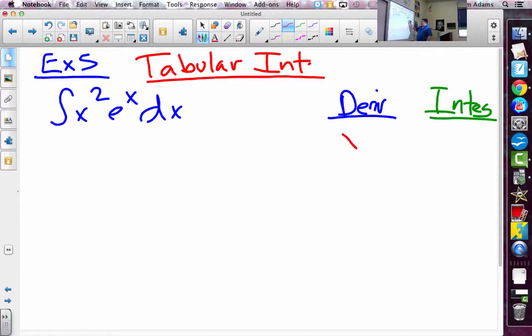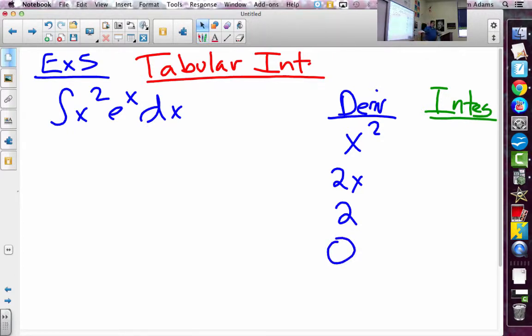So if I start with x squared, okay? And then at some point in time, by doing the integration by parts, I would need to take the derivative of this, it would be 2x. Then if I take the derivative a second time, it would be 2. And then if I take the derivative a third time, I end up with 0.